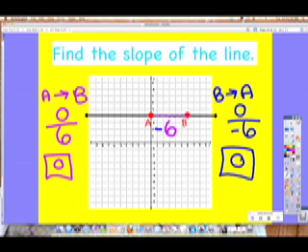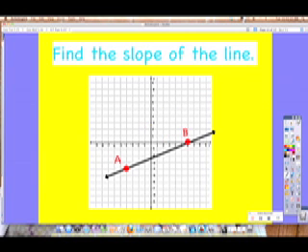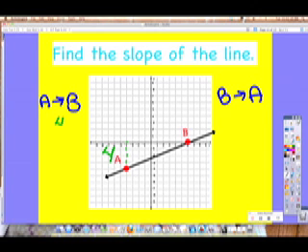Okay, my A to B people, which direction did you move first? Up how far though? 4. 1, 2, 3, 4. Okay, so that'll be our rise. And then over how far? 10. 1, 2, 3, 4, 5, 6, 7, 8, 9, 10. 4 over 10. I wouldn't circle it though.